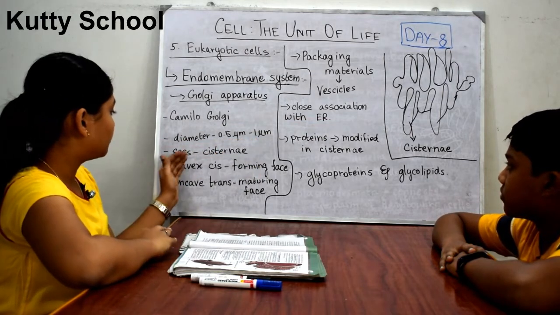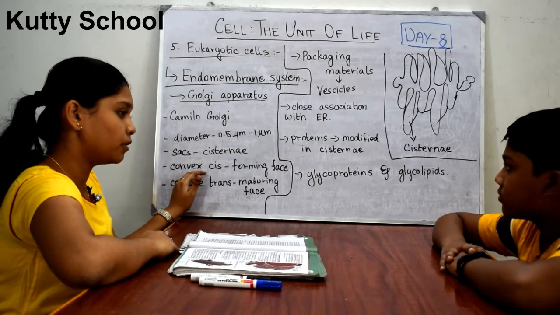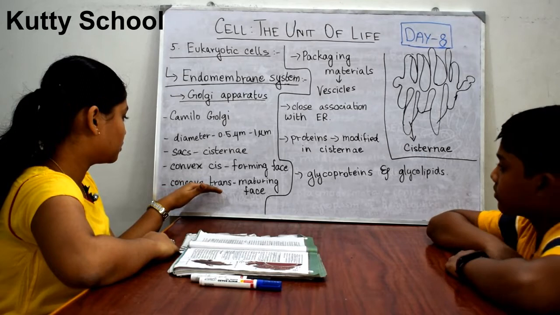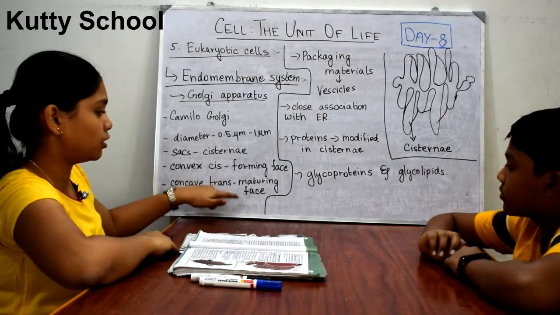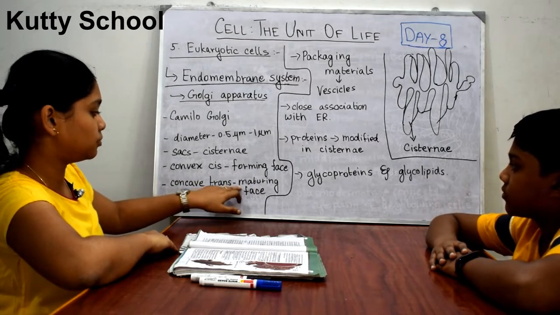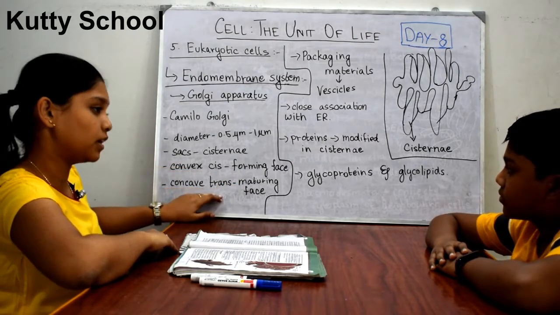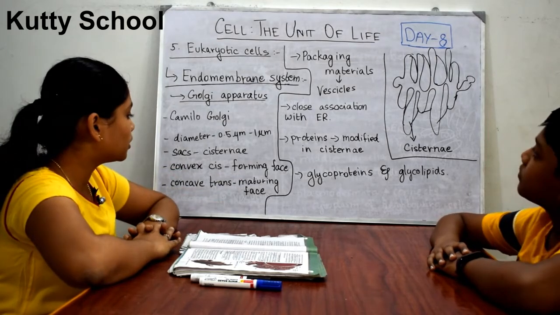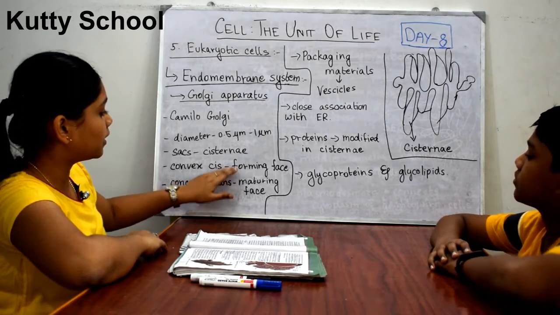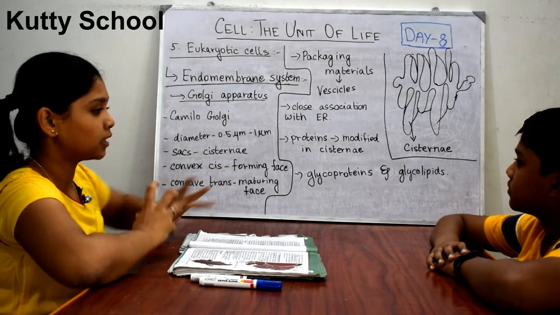It has two faces. The first is the convex face, which is the forming face, and the concave face, trans, which is the maturing face. Cis is the forming face, trans is the maturing face; it is also known as convex cis, concave trans. The substances first move into the forming face, then mature and reach the maturing face, and then are released out.